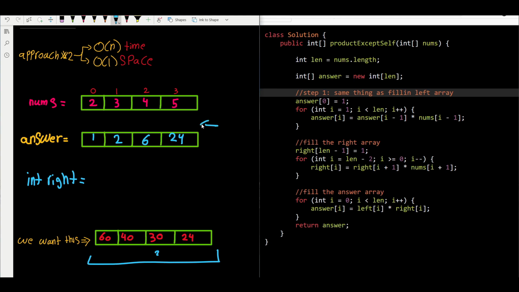So we are starting from here. Okay, now, in the answer array we have 24, and of course in the array that we want we also have 24. So what should we do now? What would the initial value for right be?